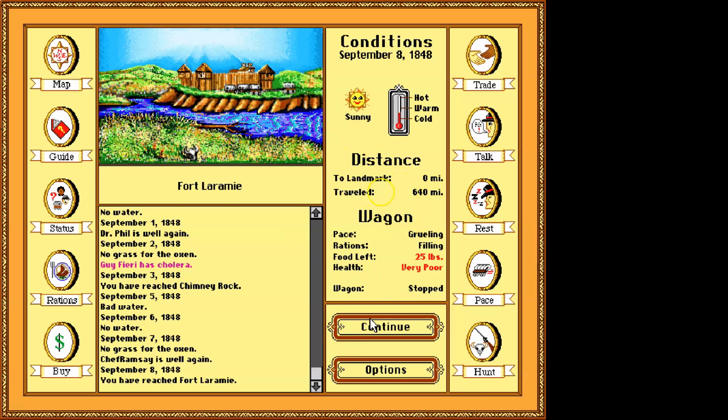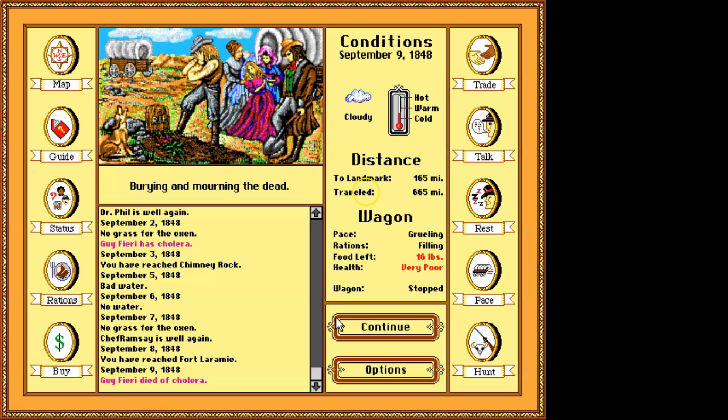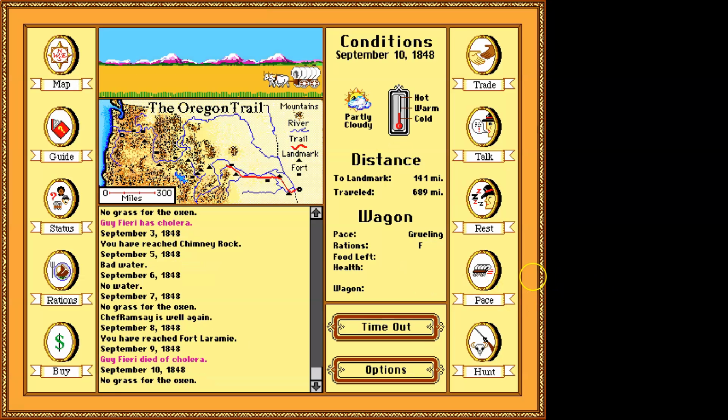Let's continue. Let's just see what happens. I like to live dangerously. Guy Fieri. Oh my god. Guy Fieri died of cholera. Moment of silence for Guy Fieri. And we're off.